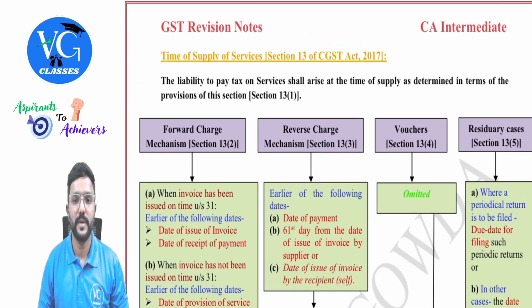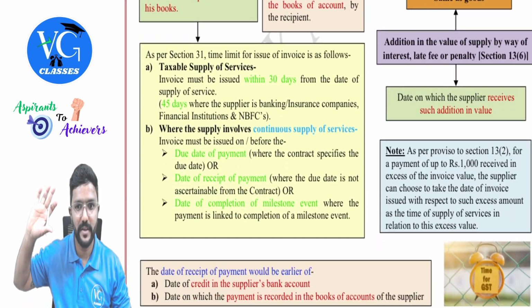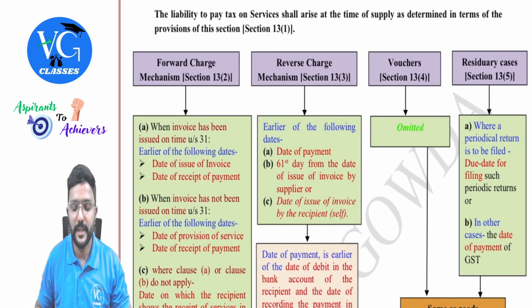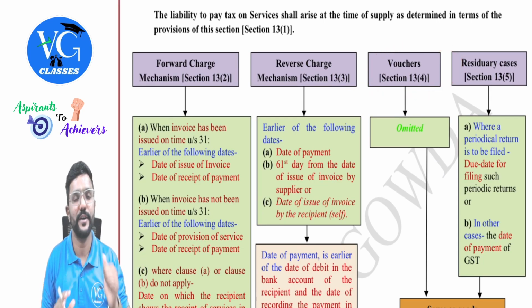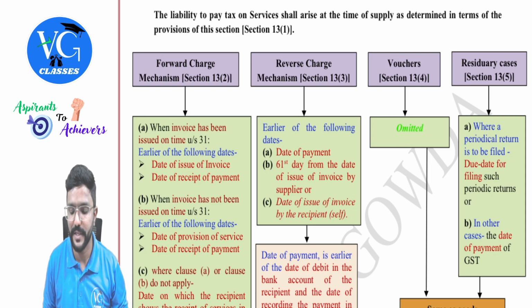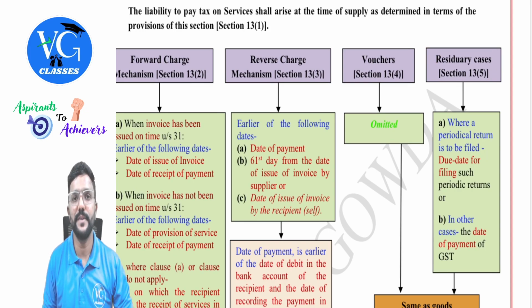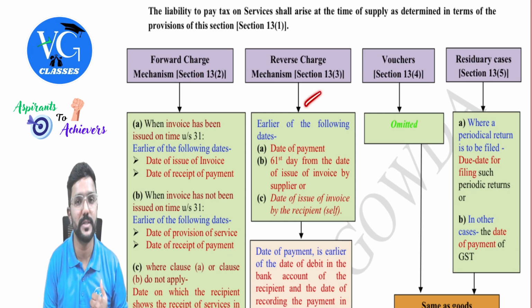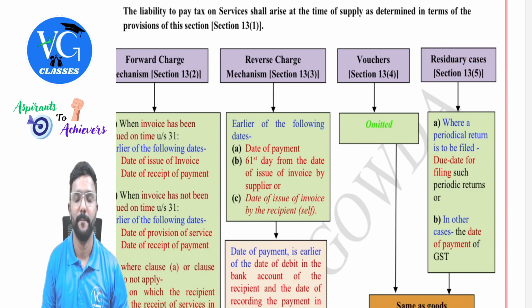So now coming to subsection 4. First, let us cross check whether we have covered everything with respect to subsection 2 and 3. Now, let us move to subsection 4, which is omitted. So nothing to cover here. For goods as well as services, it is omitted, guys. Next, residuary cases. For services, if the time of supply cannot be decided as per subsection 2 or subsection 3, similar to goods, we need to apply subsection 5.